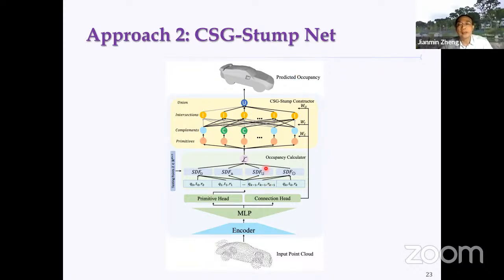Especially to define the occupancy functions. Usually it's a kind of binary, so it's not differentiable. So we follow some ideas of existing work. We compute a signed distance function, or construct a signed distance field, and then use a sigmoid function to convert the signed distance field into the occupancy function. In this way, we can make the algorithm more reliable.